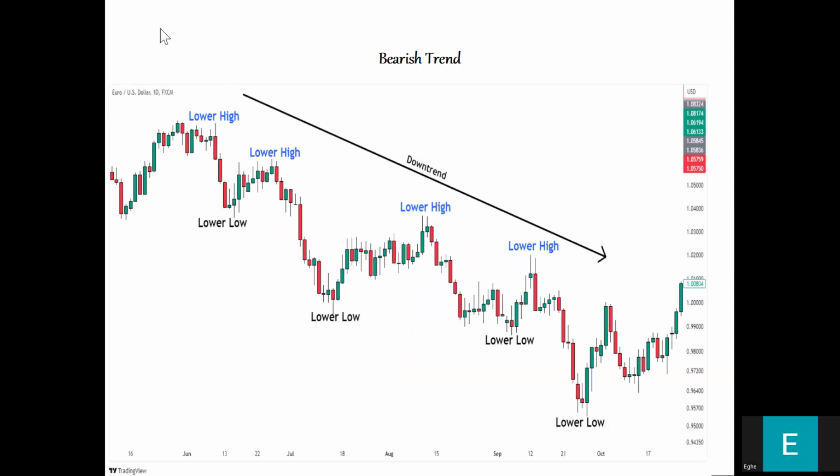Then this is the real-life market, the bearish trend. You can see it was bullish up to this point. Then price created a lower low here. It created a low. Then what happened? It pulled back to create a lower high. It created a high.